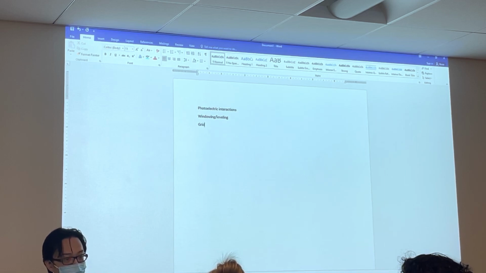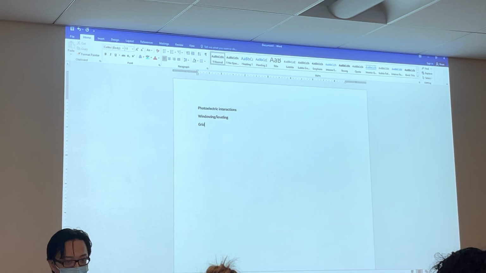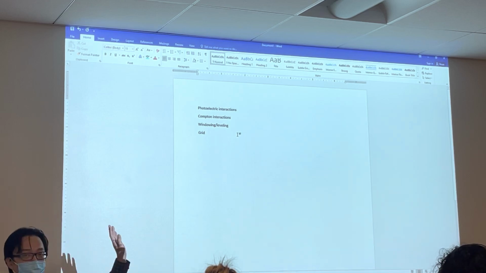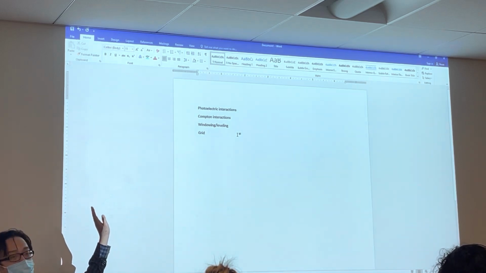During the Compton interaction, the photon leaves with 2/3, and then what about the Compton electron? Okay. All right. We'll talk about that. Any other topics or any other questions that anyone wants to cover?